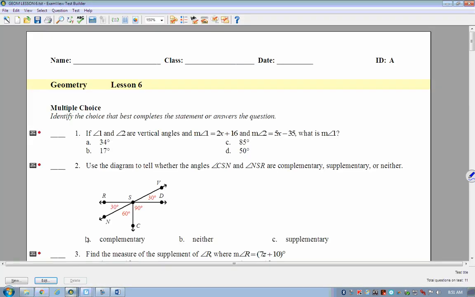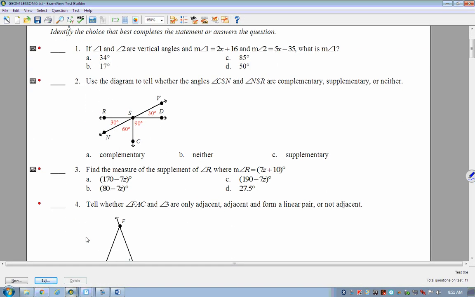So let's look at this, see what we can figure out. Question number 1, if angle 1 and angle 2 are vertical angles, what do I know about vertical angles? This may be, in addition to complementary and supplementary, something I have to continually ask students about. So you'll hear me ask this question 150 times or more. What are vertical angles? You should say, they are congruent.